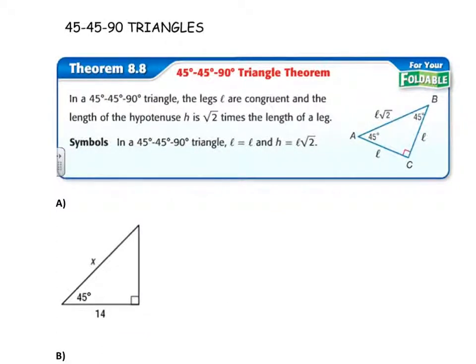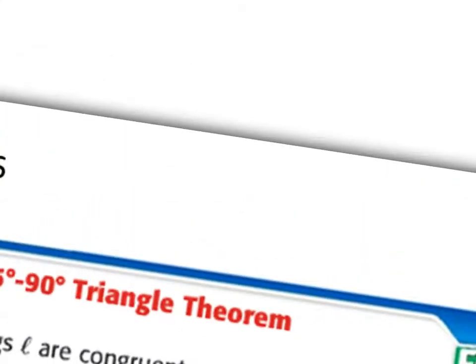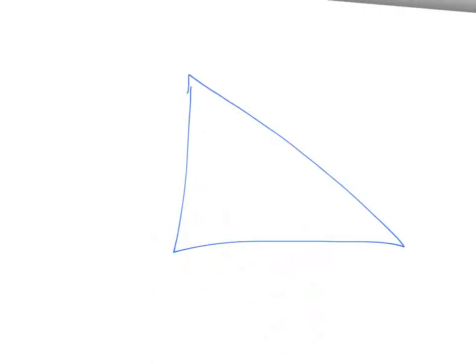Okay, today we're looking at the 45, 45, 90 triangles. We have a special rule that applies to 45, 45, 90 triangles, and we'll look at it right here. A 45, 45, 90 triangle is a right triangle with angle measures of 45 and 45 degrees.